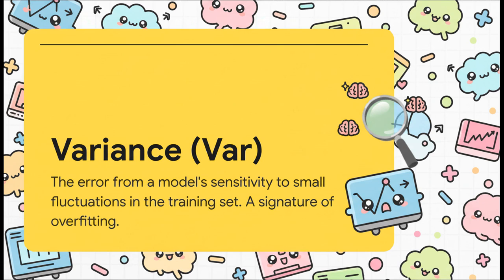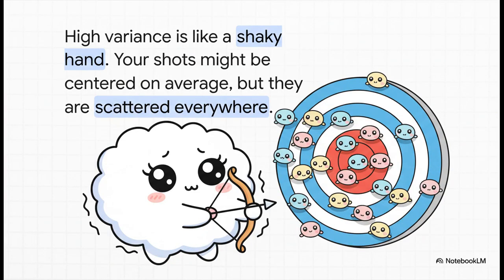And that brings us to our final culprit, variance. Now, if bias was all about being too simple, variance is the complete opposite. It's about being too complex. Variance measures how much your model's predictions would change if you just trained it on a slightly different sample of your data. It's the error of being overly sensitive, and it is the hallmark of overfitting. For our archer, high variance is like having a very shaky hand. On average, the shots might be centered around the bullseye, but they are scattered all over the place. The model is unstable. Tiny little changes in the training data can cause its predictions to swing wildly.